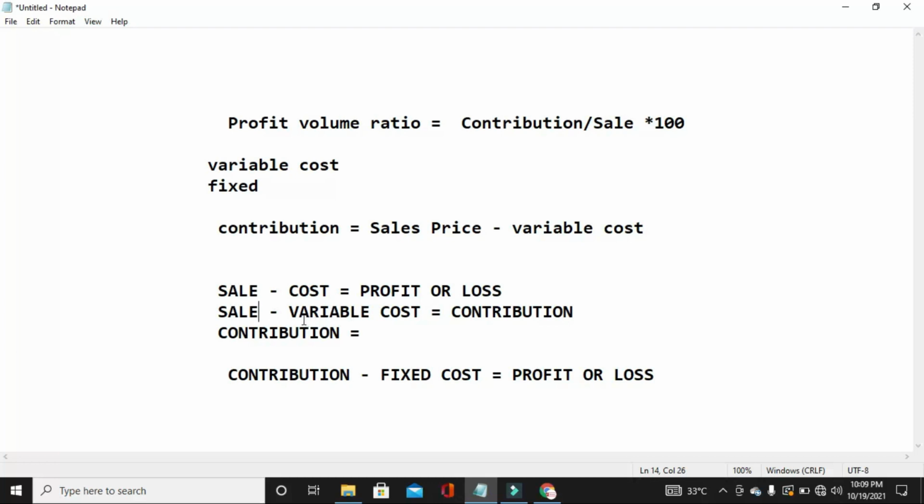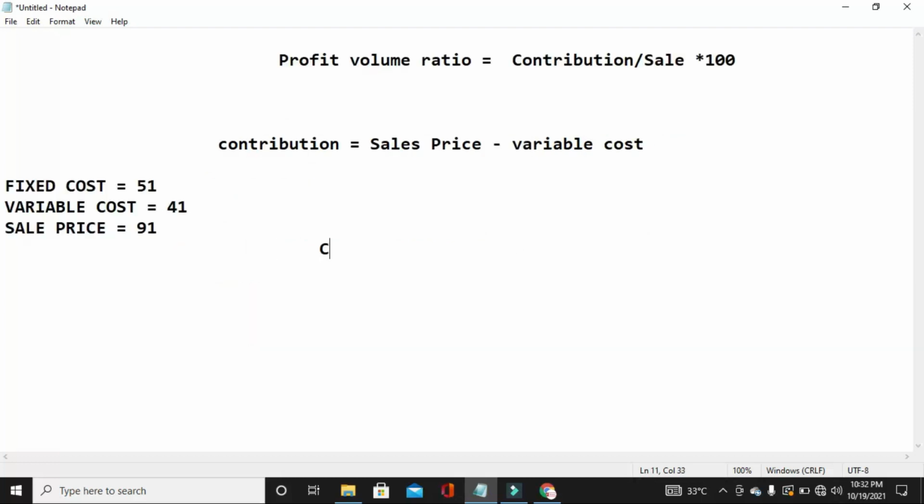So once we deduct variable cost from our sales, that amount will be considered as contribution. And once we deduct our fixed cost from our contribution, then that remaining figure will be profit or loss. So we can say that contribution is the amount that consists of fixed cost and a part of profit or loss. If our fixed cost is higher than contribution, then definitely we will face loss, and if our fixed cost is less than contribution, then we will earn profit over here.